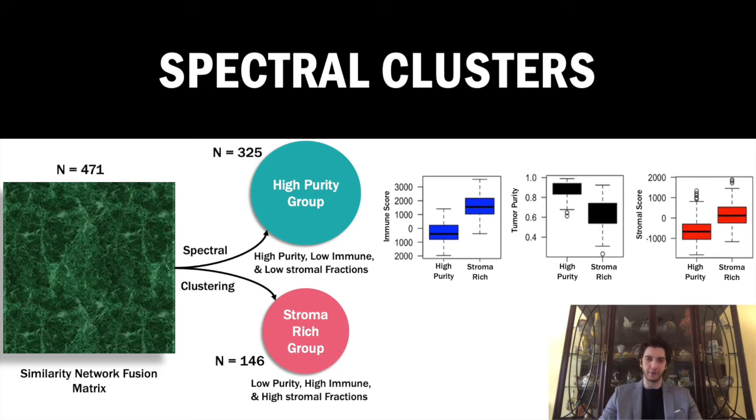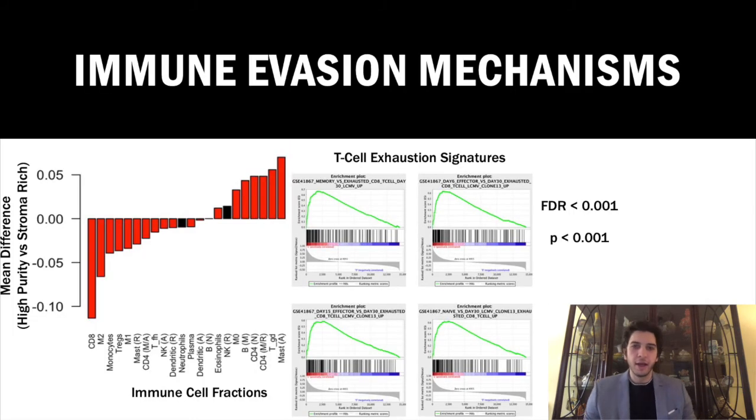To test this hypothesis, we further deconvolved the immune cell composition of each cluster and characterized gene expression programs associated with T-cell dysfunction. After estimating the immune cell fractions of each cluster using CyberSort, we discovered significantly more CD8-positive lymphocytes, M2 macrophages, monocytes, and regulatory T cells in the stroma-rich group compared to the high-purity group. This is shown in the plot to the left.